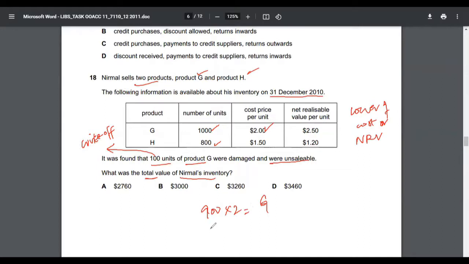And for product H, we have 800 units, and the price would be the lower of cost or NRV. So we have 1.2, which is less than 1.5. So 1.2 for product H. If you calculate this, you add these two numbers together because it's asking for the total value. You should get 2760. Therefore, the correct answer to multiple choice 18 would be option A.